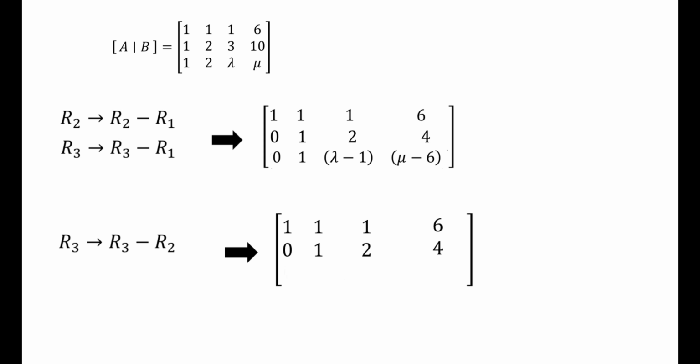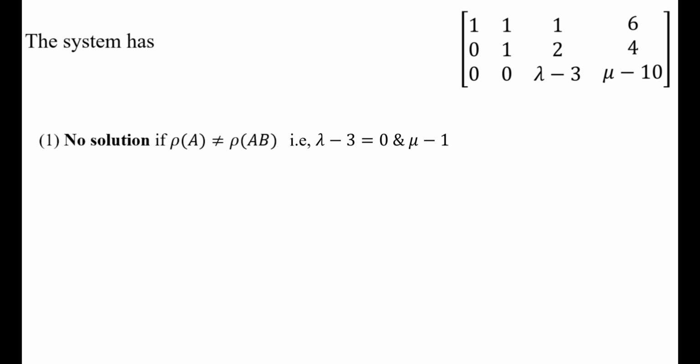So the first two rows will be written as they are. For the third row, we get 0 minus 0, 1 minus 1, lambda minus 1 minus 2, mu minus 6 minus 4. The system has no solution if the rank of A is not equal to the rank of AB. This happens when rank of A is 2 and rank of AB is 3. So lambda minus 3 should be equal to 0 and mu minus 10 should not be equal to 0. That is, lambda should be equal to 3 and mu should not be equal to 10.